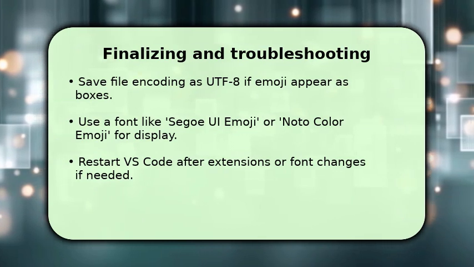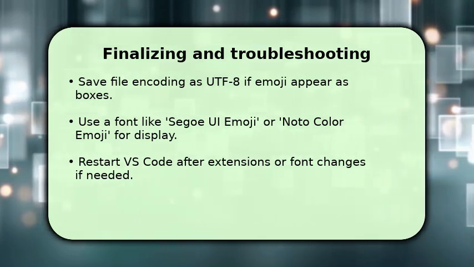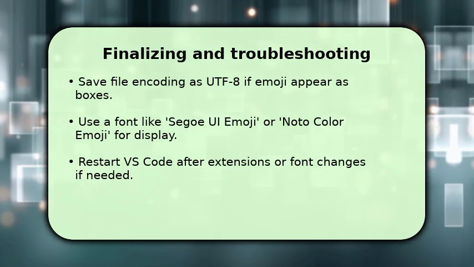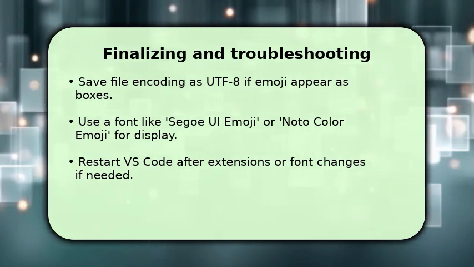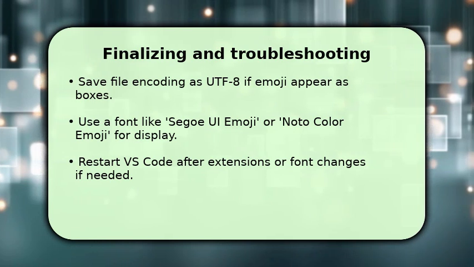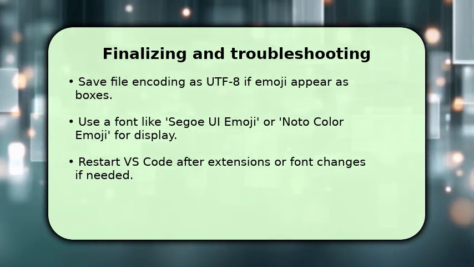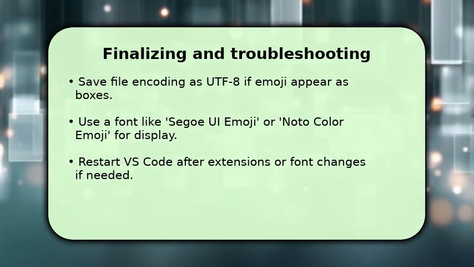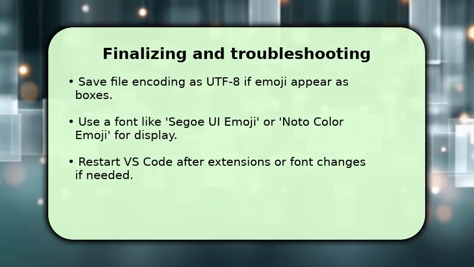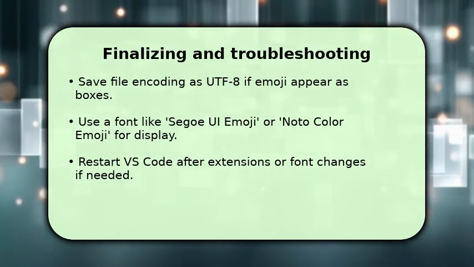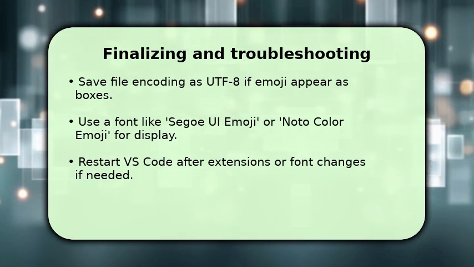If you see empty boxes, change your editor or system font to a color emoji font such as Segoe UI Emoji or Noto Color Emoji, then restart VS Code. If insertion fails, disable conflicting extensions and re-enable the emoji picker. Once done, test in a new file to confirm. That single checkbox.